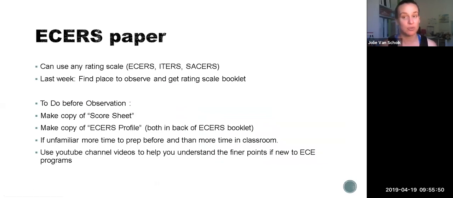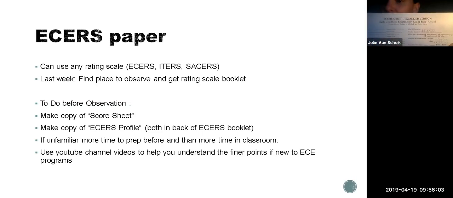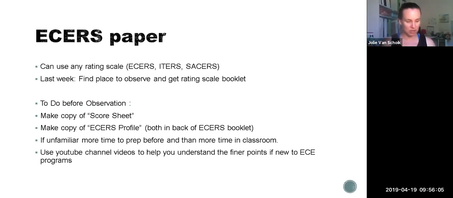You also need to have your student ID. And then I also asked you to get your rating book. What you need to do now before you actually go out and observe is make a copy of the score sheet that I've already showed you. This is the score sheet. I've showed you what it looks like multiple times. And once again, there's a sample on the previous page, on page 74.